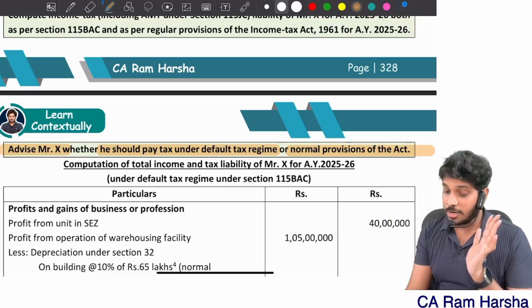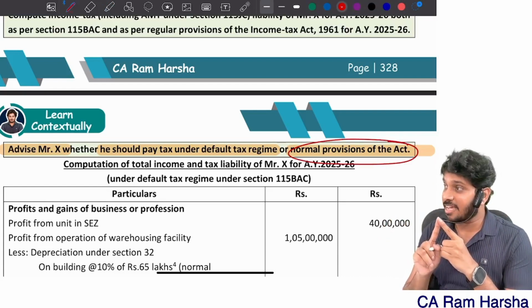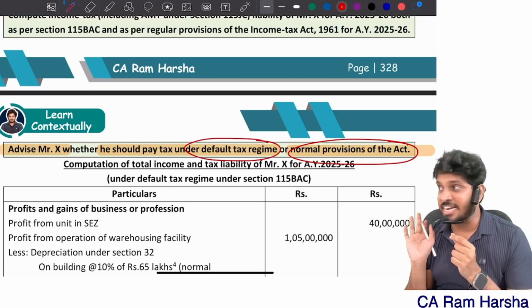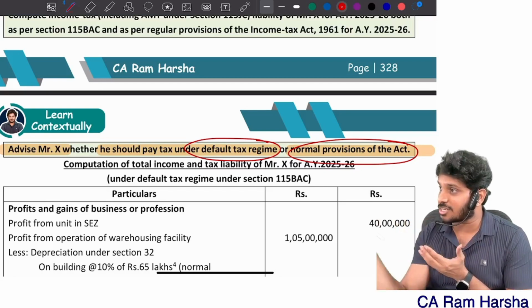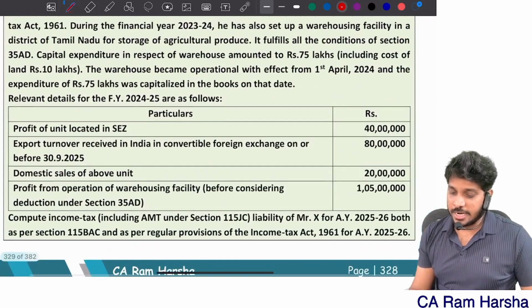But remember, when he is going for the optional tax regime, if sections like 35AD, 10AA are there, he is liable for AMT also. But if he is going with the default tax, he can't claim any deduction, and he should pay tax as per default tax regime rates, and AMT does not apply. Correct? Fine. Okay, now let me compute.